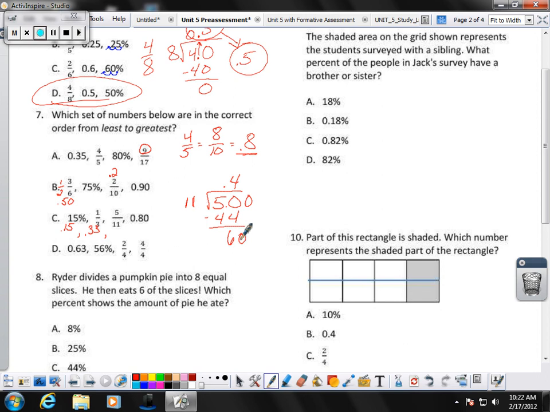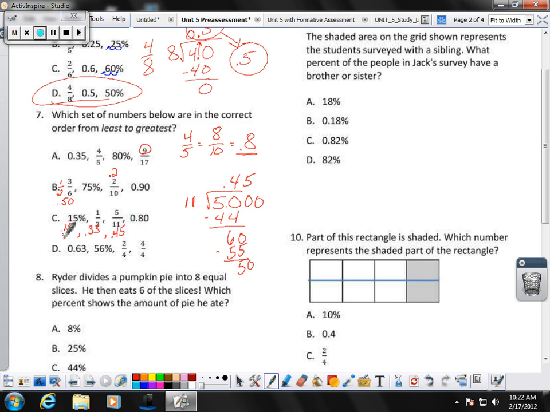11 goes into 60 5 times, which is 55. I subtract, and I get a 5 here. Add a 0, bring it down. Now you can see it repeating all the way over. So it'll be 0.454545. That equals, we'll call it that, 0.45 and 0.80.